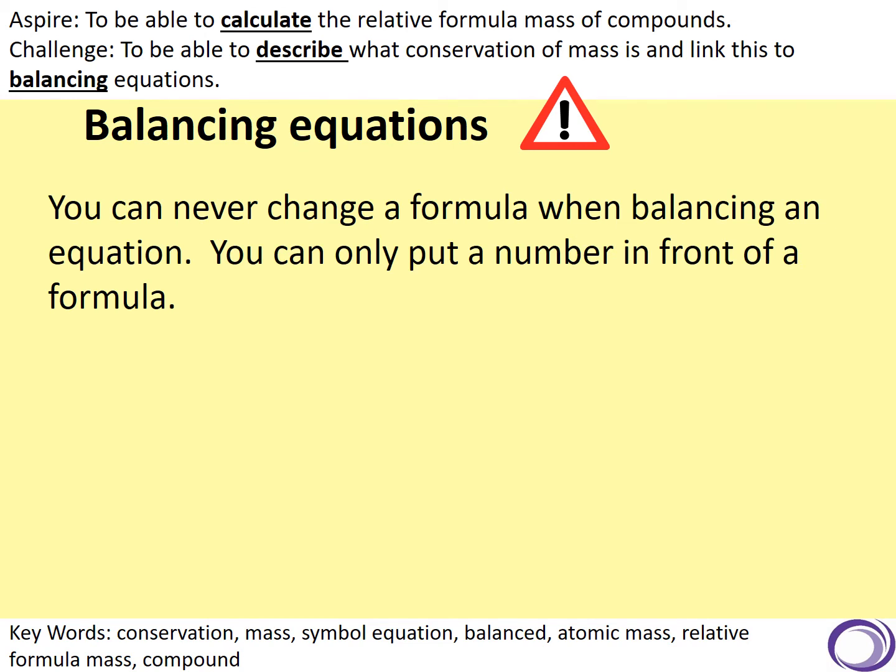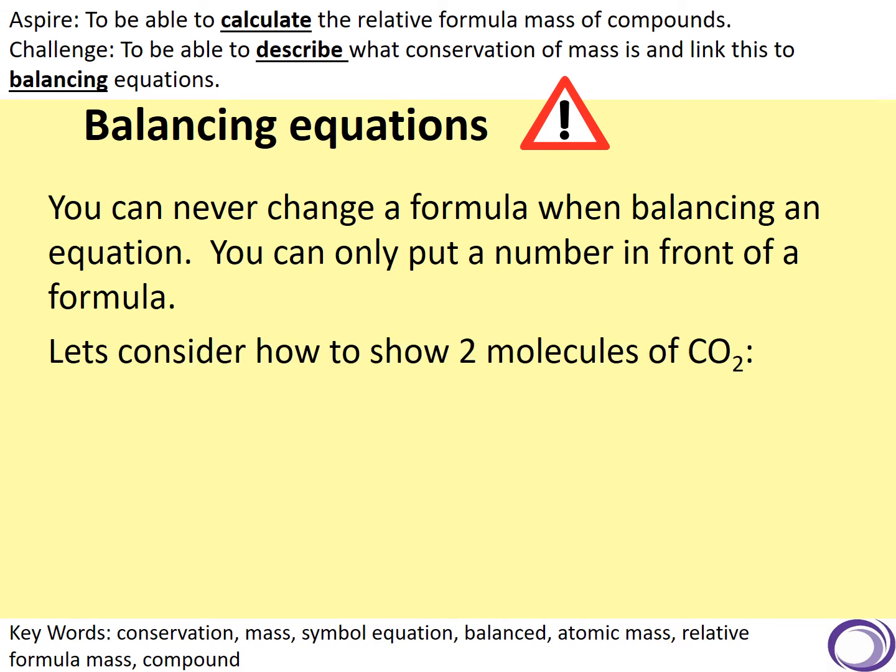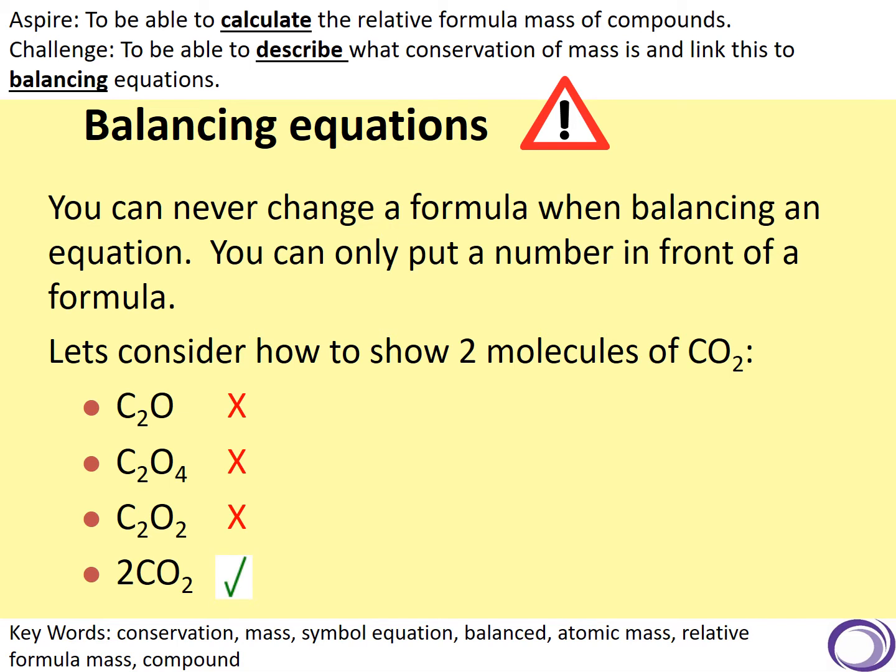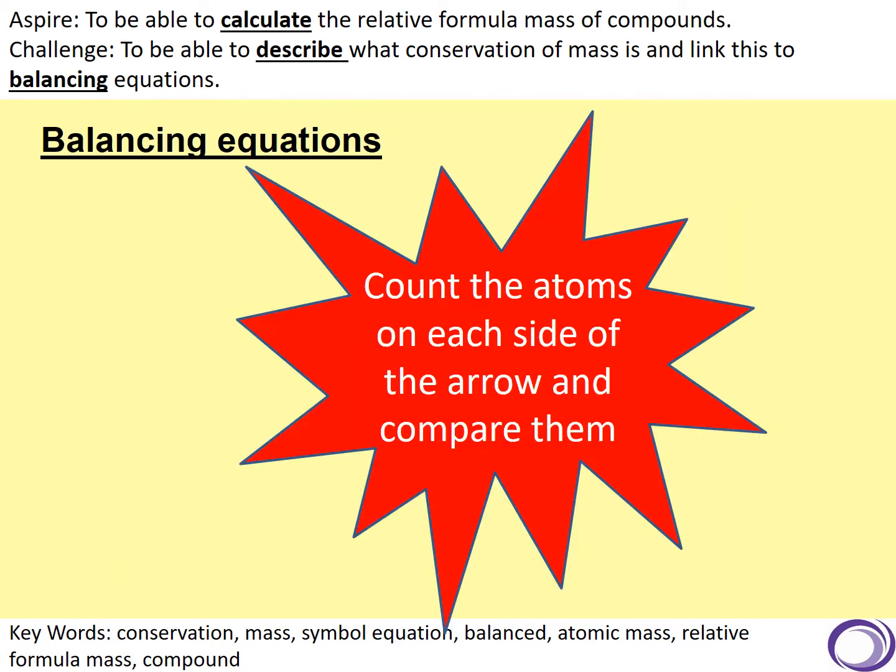But the rule we have to remember is we can never change a formula when we're balancing the equation. You can only put a number in front of a formula to show that there's another molecule of that compound. All right, so let's consider how to show 2 molecules of carbon dioxide. That isn't right. That's no good. That's no good either. What we would have to do is this in order to show that it's 2 molecules of carbon dioxide. So we would need to look carefully when we were balancing our equations.